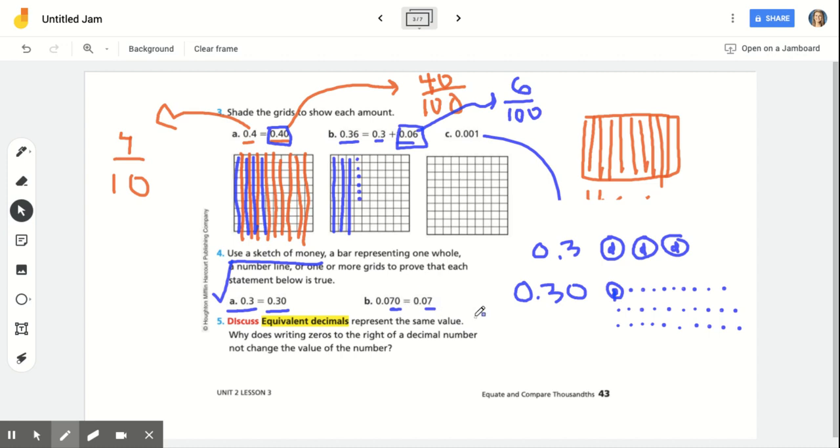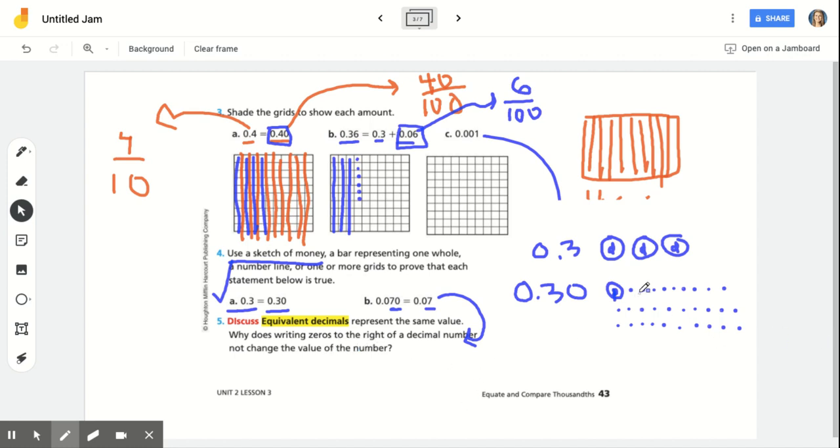Is this true? Boys and girls, we're not going to actually draw a model really quick for this one. I'm running out of time in this video, but here's what I want you to do. Let's relate this one to number 5. Equivalent decimals. Why does writing zeros to the right of a decimal number not change the value of the number?